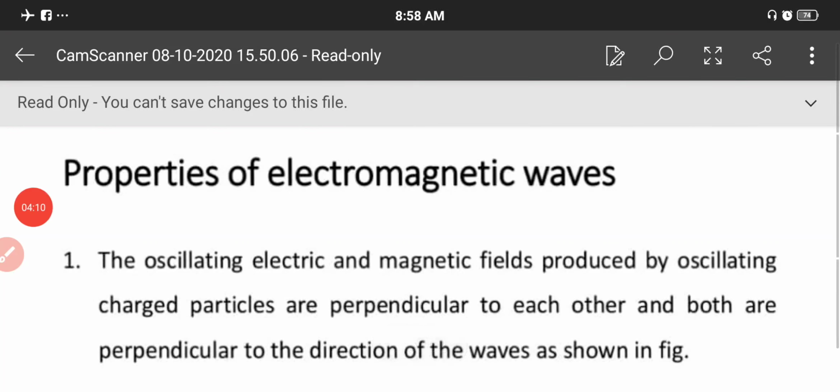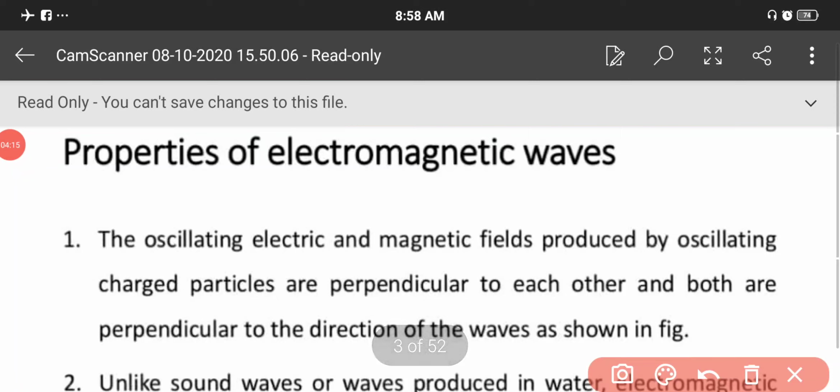Now this is very important, you have to write this down in your notebook: properties of electromagnetic wave. The oscillating electric and magnetic fields produced by oscillating charged particles are perpendicular to each other and both are perpendicular to the direction of the wave as shown in the figure. So just remember that the electric wave and magnetic wave are always perpendicular to each other and move in the same direction.